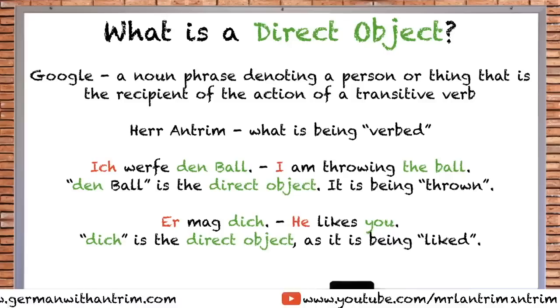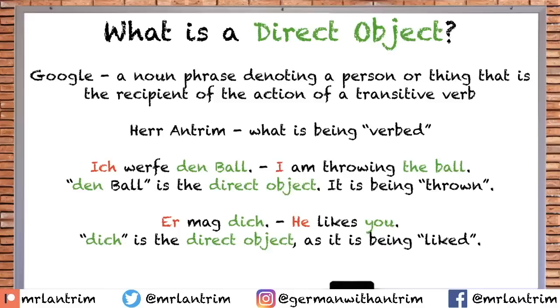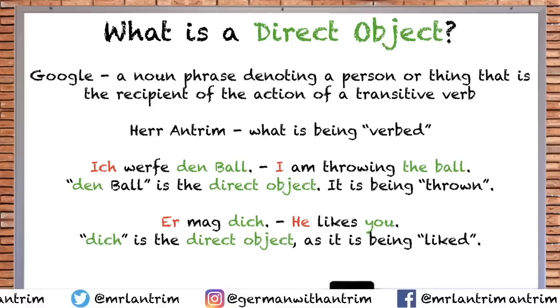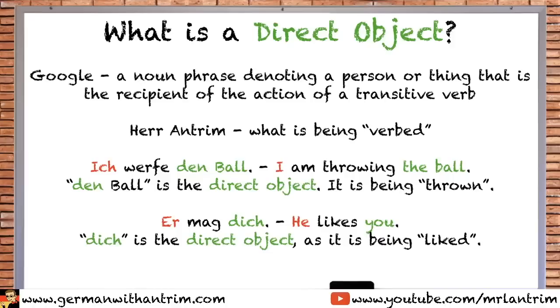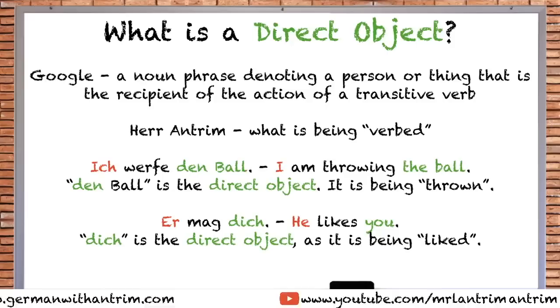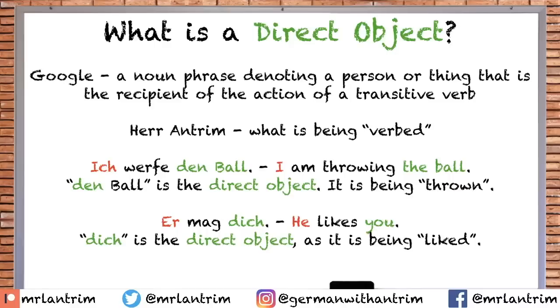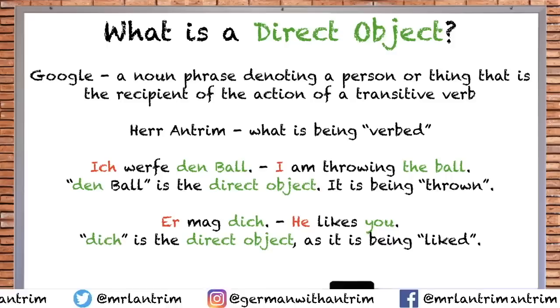Er mag dich. He likes you. He is the one that likes something. The something he likes is you. And that means that we have here the accusative case for you, which is why we use dich in this instance. Now, we of course will get to those pronouns in a little bit, as far as how to use them, and why we have dich here instead of ich or something like that. Once we get to that, we'll get into more details there. But these are some examples of how direct objects are used in German.